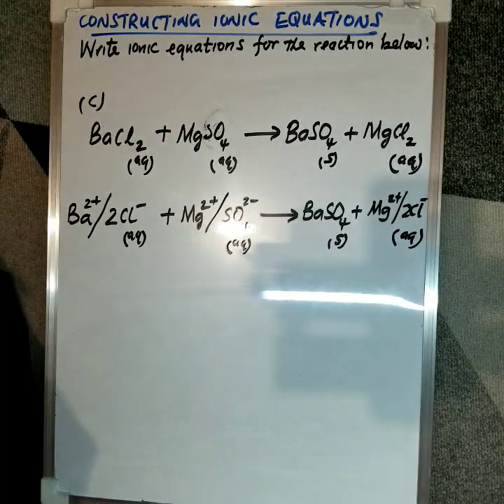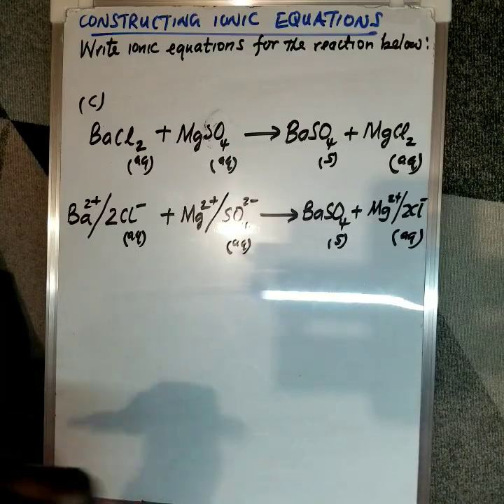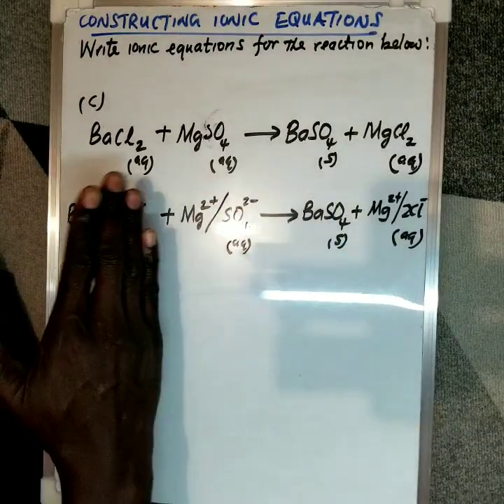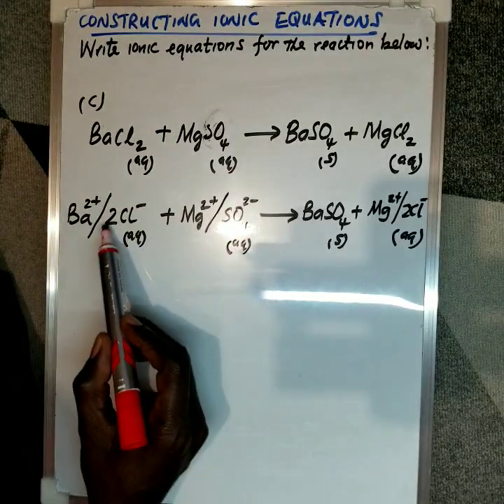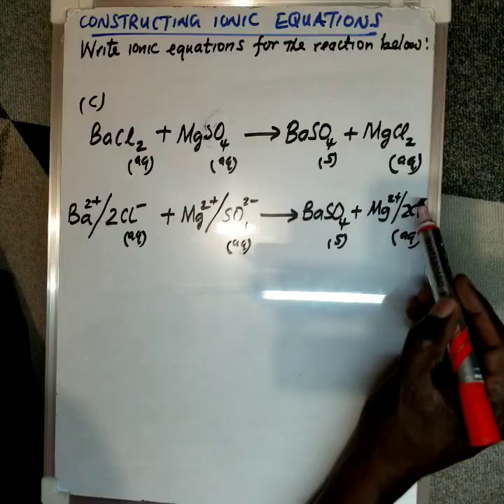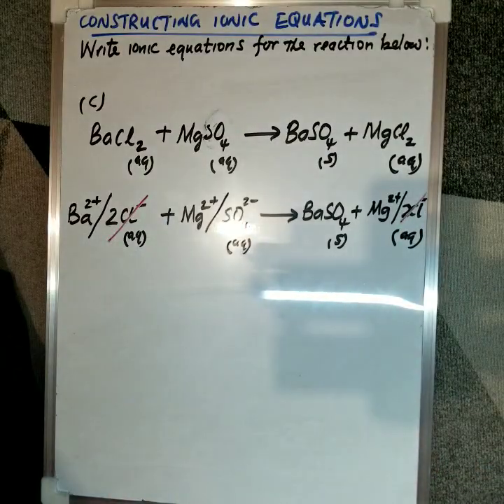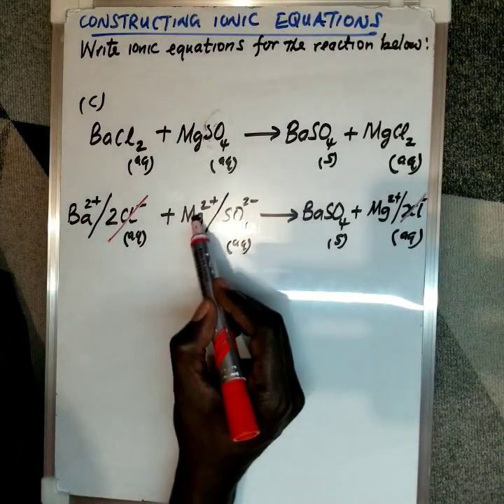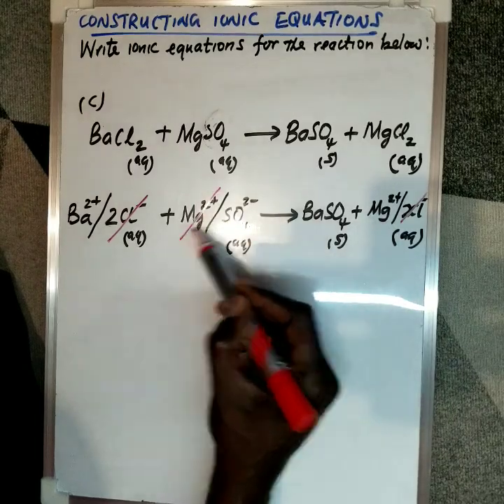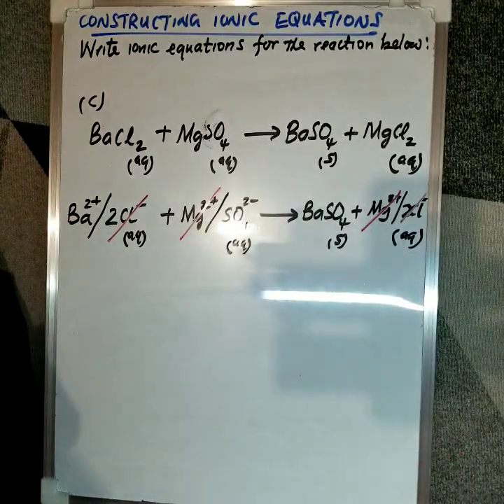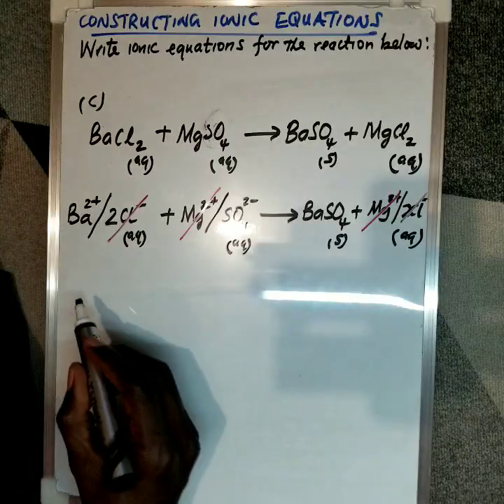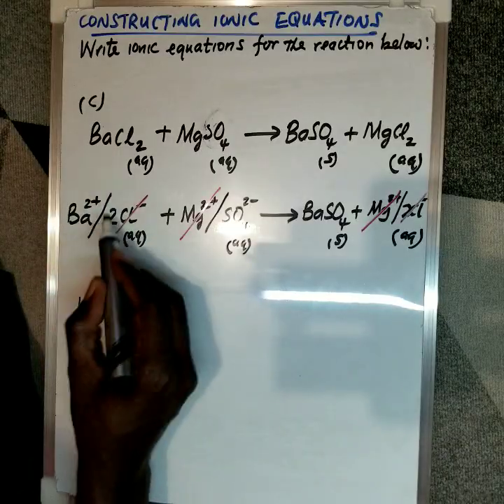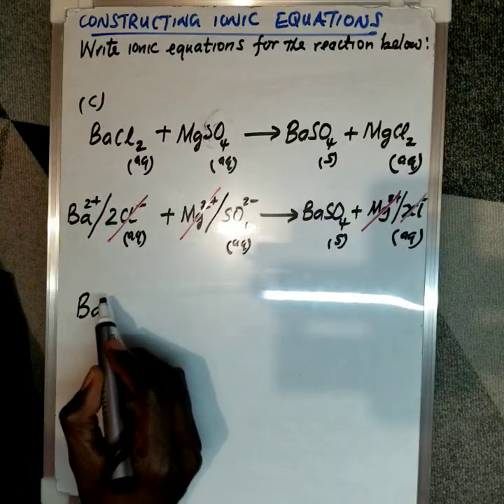The next thing, you cancel out the spectator ions, those ions that are not taking part in the reaction. They are found on the left and the right hand side, and they look exactly the same. For example, I've got 2Cl minus, 2Cl minus, so the chloride ions will cancel. I have Mg 2+ and Mg 2+, so this and that will cancel. So you rewrite your equation without these spectator ions. That gives you your ionic equation. So here I've remained with Ba 2+.